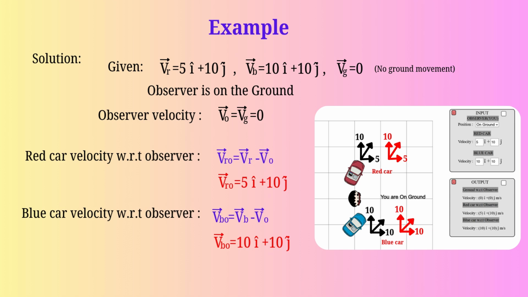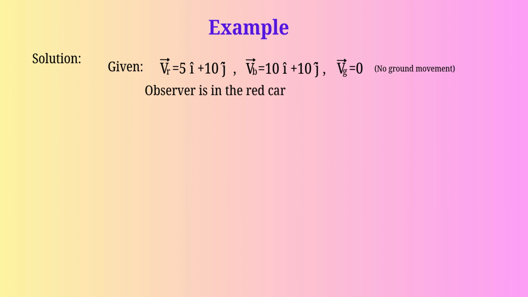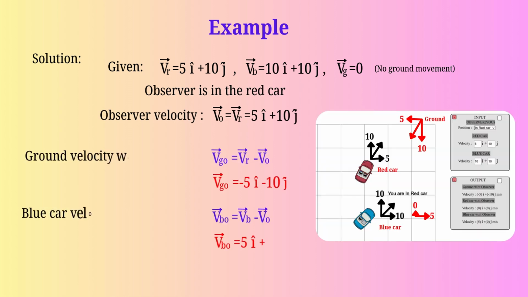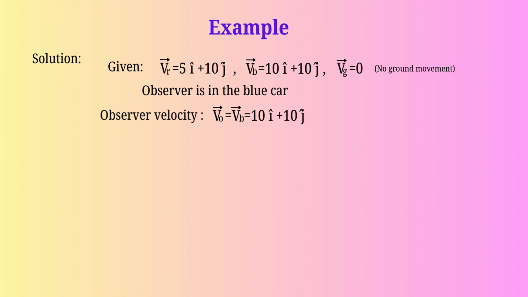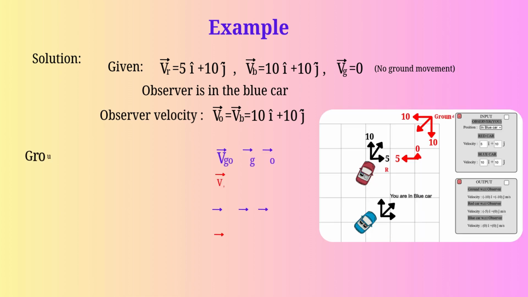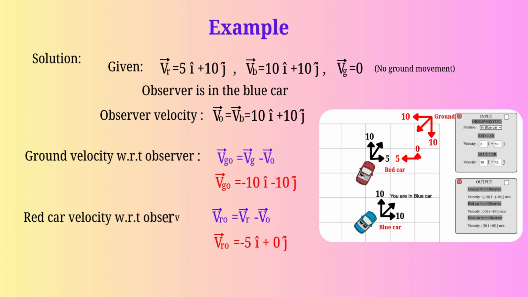Now, the observer's position is changed to the red car. Here, the observer's velocity will be the same as that of the red car. Now use the relative velocity concept to find out the relative velocity of the ground and blue car with respect to the observer. Now, the observer's position is changed to the blue car. Here, the observer's velocity will be the same as that of the blue car. Now use the relative velocity concept to find out the relative velocity of the ground and red car with respect to the observer. After all the calculations, you will get the same answer as in the simulation.